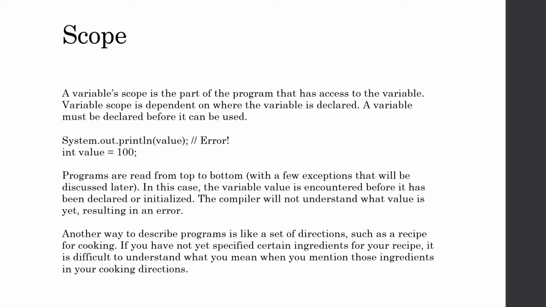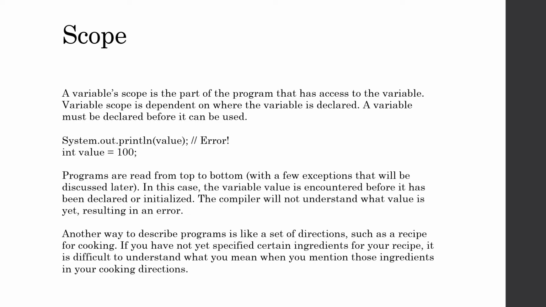So if you hit a certain line where you're trying to use a variable, but there was no line before that tells the program what that variable is or what it's supposed to do, then we're going to have an error. It's not going to recognize what the purpose of that variable is. So the compiler will not understand what the value is yet, and that's how you're going to get this error.